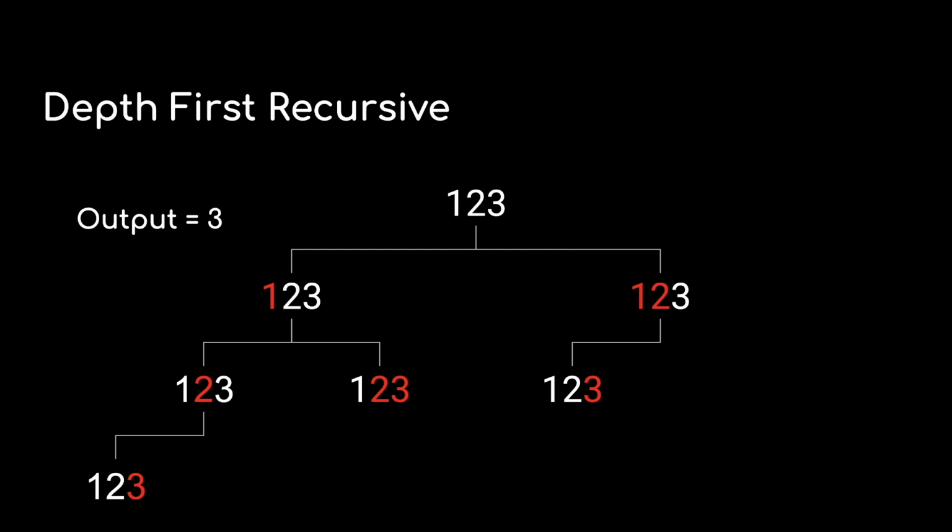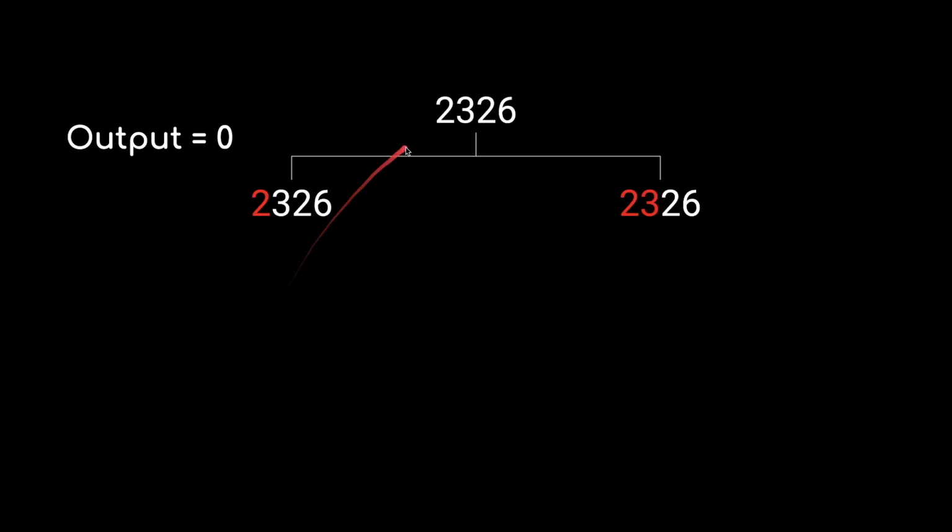Let's take another example. We have taken this string 2326. In the beginning, the output is 0. So we will repeat the same steps for this problem. On one side, we are taking a single digit 2, and on the other side, we are taking a double digit 23. We will check for the condition that all the digits have to be less than or equal to 26, and we will move forward.